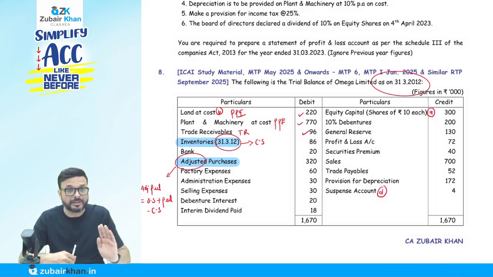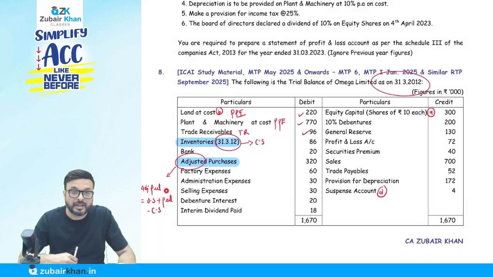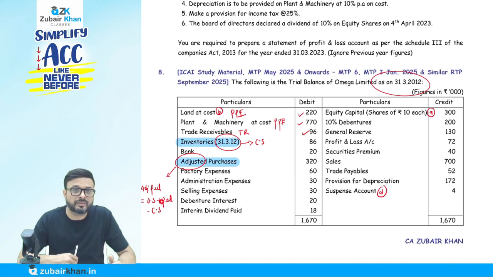But generally they give you the purchase figure separately, and here they have not given the purchase figure separately, and we cannot find out how much the purchase is. You will ask me why, sir. The reason is that if they give us the adjusted purchase, we know the closing stock, but we don't know the opening stock amount. If we knew the opening stock, we could find the purchase as a balancing figure by this equation. But they have not given us the opening stock, so we'll write it down as adjusted purchase.